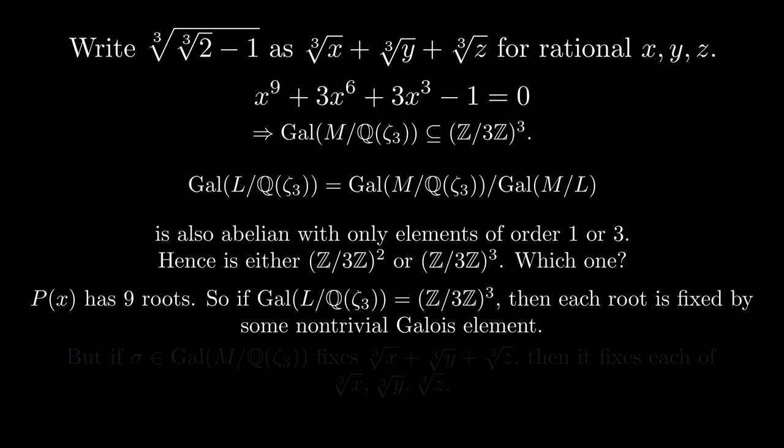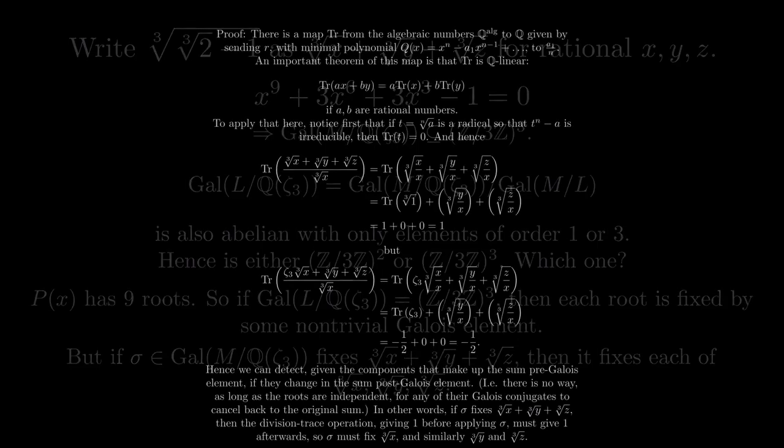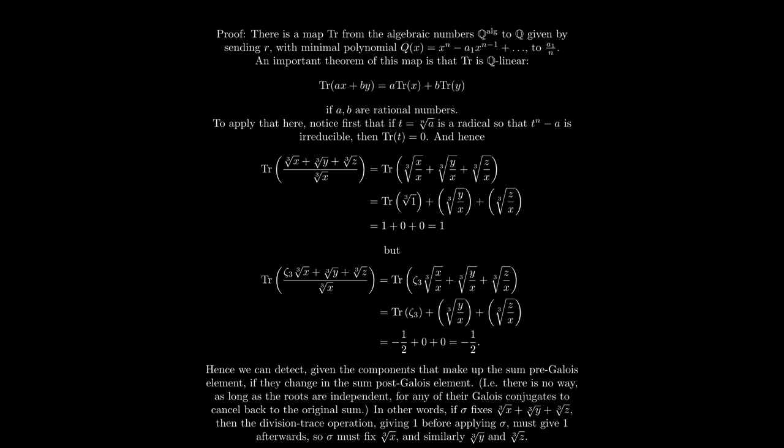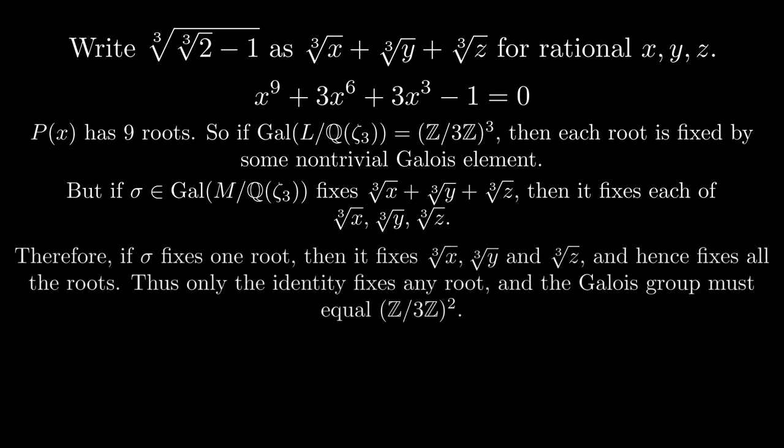Back inside M, the claim is that if a Galois element fixed the sum, then it has to fix each component piece. Why? Well, it might feel obvious, but to prove it, we use this cool piece of math called the reduced trace, TR, that can pick out the cube root of x component from the sum, and hence can detect whether the cube root of x component updated, and similarly for y and z. I won't go into that more than that, but you can read the proof written here. And so if that's true, then any Galois element of M that fixes the cube root sum fixes each piece individually, and also fixes zeta 3. So it actually fixes every conjugate of the cube root sum, and hence is the identity.